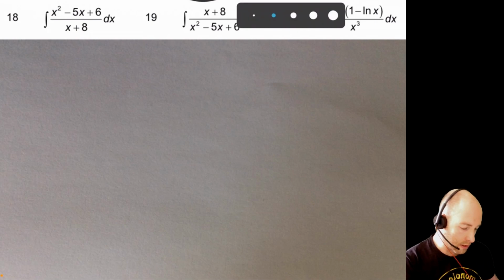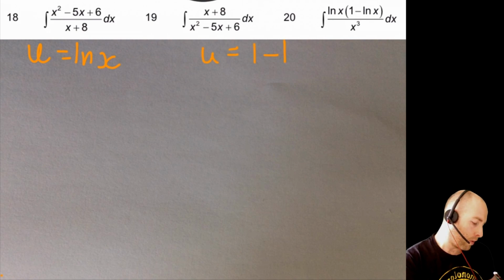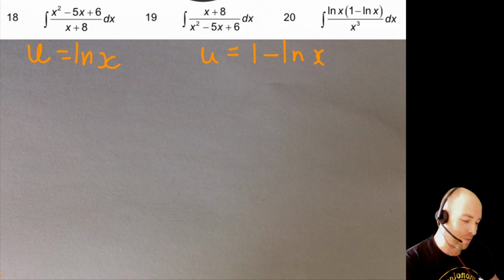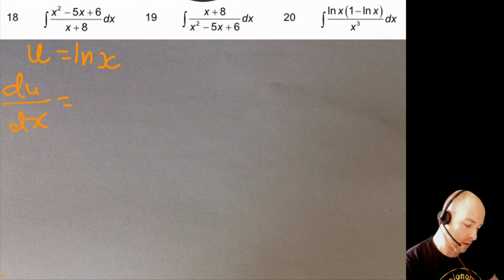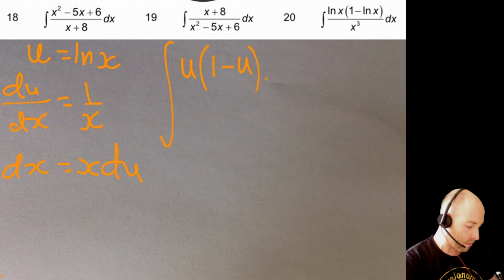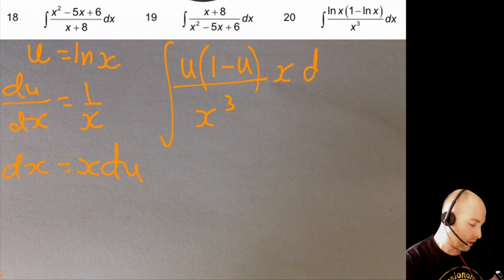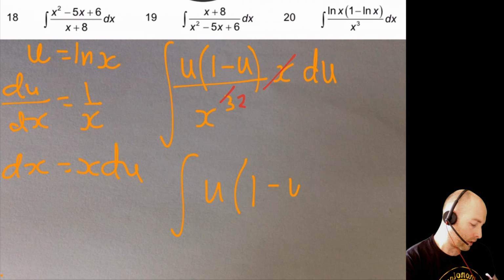Is this one. So I'm going to say use u equals log x. You can also do this with u equals 1 minus log x, but it's worse. It's way worse. So u is log x. So du by dx is 1 over x. So dx is x du. So the integral will become u(1 minus u) over x cubed, x du. The x there will cancel with the 3 there and give us x squared. So we get integral of u(1 minus u) over x squared du.